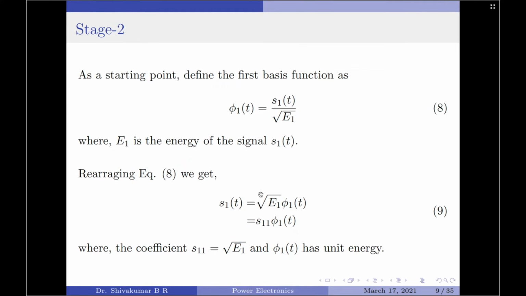Let us represent square root of E1 by S11. Further, from equation 8, we note that the first basis function phi 1 of t has unit energy. So, that is about the construction of the first basis function. The first basis function is always given directly by the first signal divided by square root of its energy. Let us continue and find the second basis function.